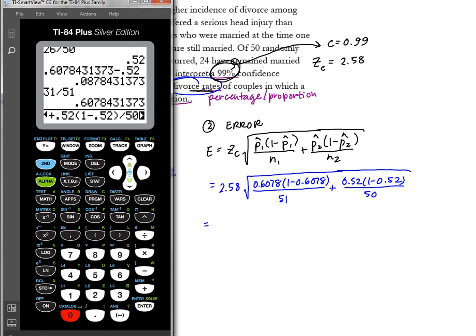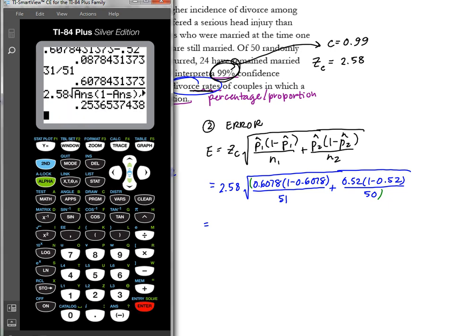Make sure everything's under the radical, so if your calculator doesn't have the function where the radical keeps going over and it opened a parenthesis here, just make sure you close it down here after the 50. The correct margin of error is 0.2536537438. That's all the decimal places the calculator gave me. I think web work, your homework, most places you need to be accurate to about 6 decimal places and round at the final answer. How do we get to that final answer?